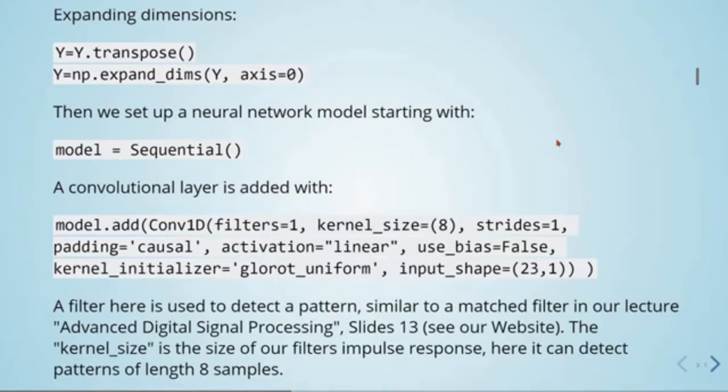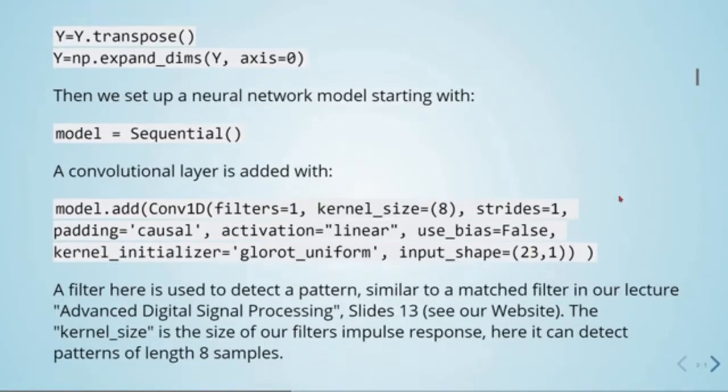So we will use sequential, then we will add a convolutional layer. This is how we do it. We define a model, sequential, and we add this convolution 1D. We will have 1 filter. The size of this filter is equal to 8. Stride is equal to 1. We will use causal, as before. We will choose linear activation, and we will not use a bias. We will initialize our weights using the Glorot uniform initializer, and we need to pass the input shape. So the input shape is a vector 23 and 1.